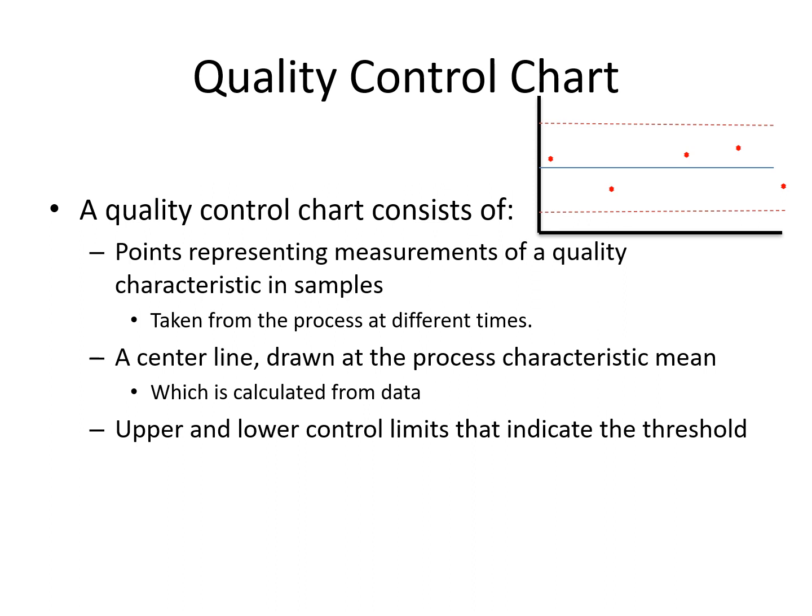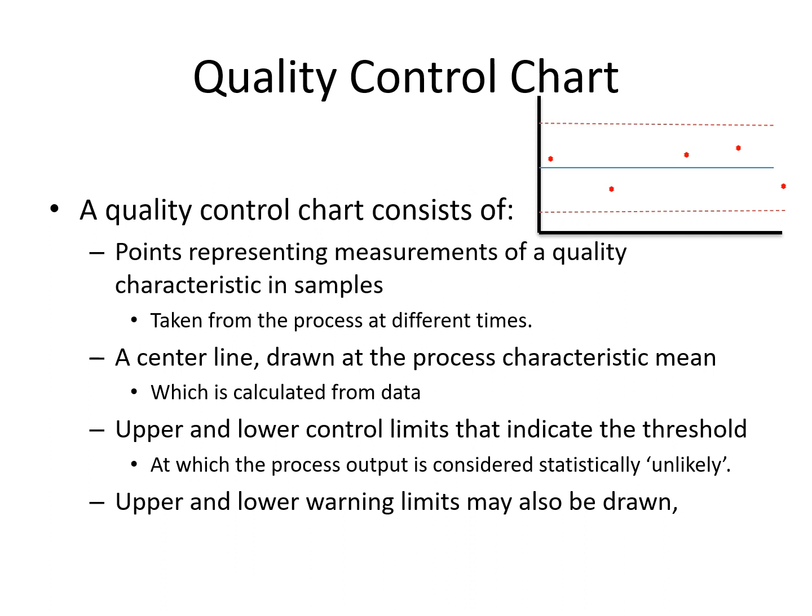We have the upper and the lower control limits. The upper and the lower control limits are the threshold beyond which the process or the output is quite unlikely, or where we can definitely say that the process has gone out of control. Apart from these, in a quality control chart, we might also have the upper and lower warning limits, which are drawn at around plus and minus two times the standard deviations from the center line.